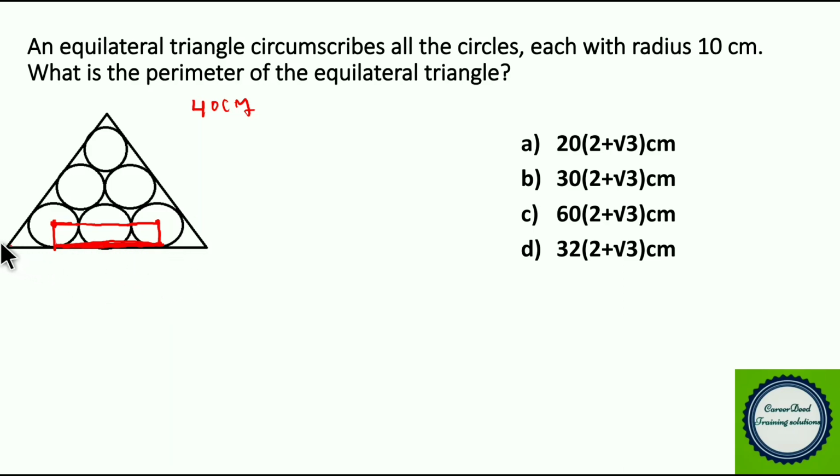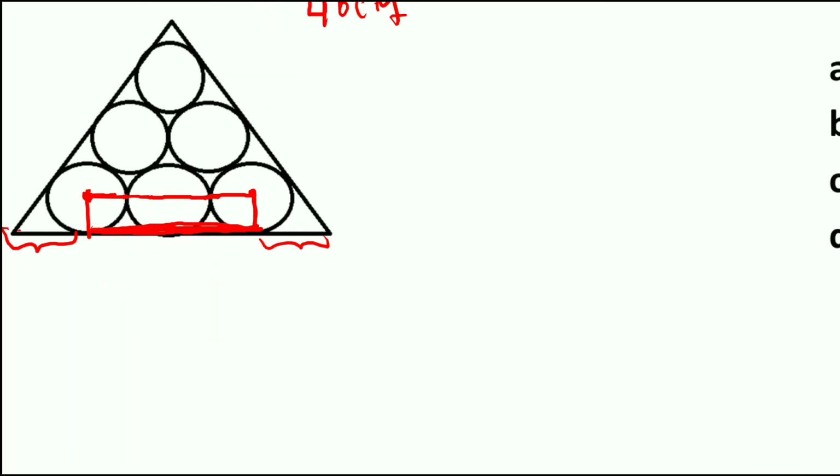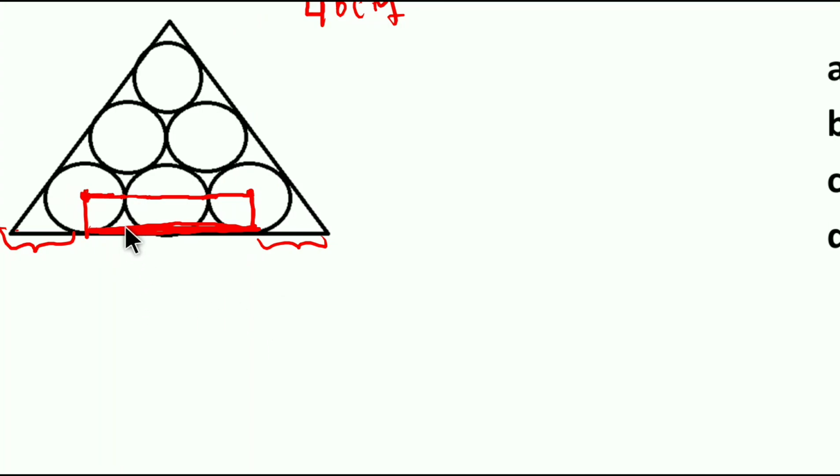Now you have to find this region as well as this region. Both will definitely be equal because it is an equilateral triangle and all the circles are the same, right? Okay, now you can take this region. If you try to intersect this region, you will get a right angle triangle, right? So this is actually a right angle triangle. I will draw it separately, so you have a right angle triangle like this.